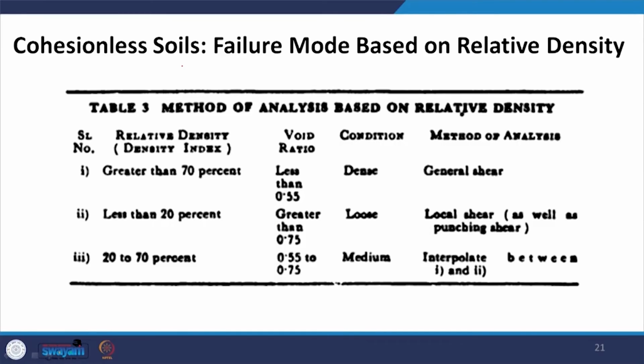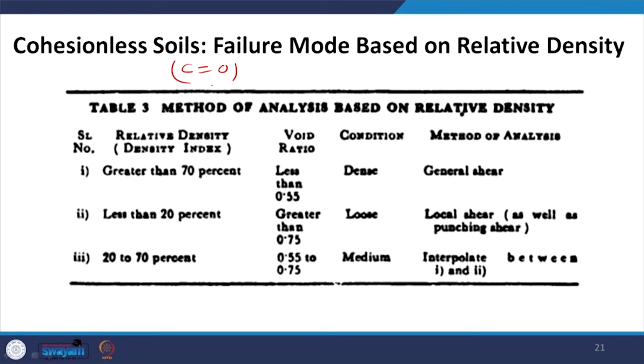Now, according to the IS code, if you have cohesionless soils, that means C equal to 0, you do not have the value of C. In that case, this table can be used to determine which mode of failure, general shear failure or local shear failure, will be applicable. This can be done from 3 factors. Out of the 3 conditions, if you know any of these, then you can decide whether it will be general shear failure or local shear failure. For example, if your relative density is greater than 70%, then we consider general shear failure.